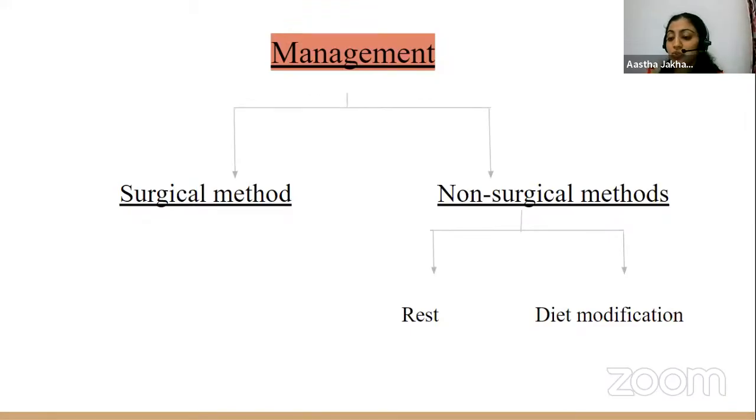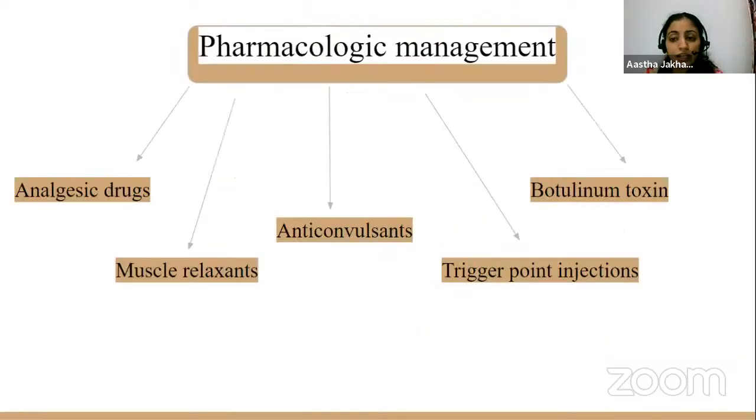Management. There could be two types of management, the surgical management and the non-surgical. Non-surgical management mainly includes rest and diet modification. This type of management is mainly done to limit the jaw movement and to prevent the trigger of the muscle pain. Next, we could have the pharmacological management like the analgesic drugs, where we could have NSAIDs. An example is the lidocaine patch.